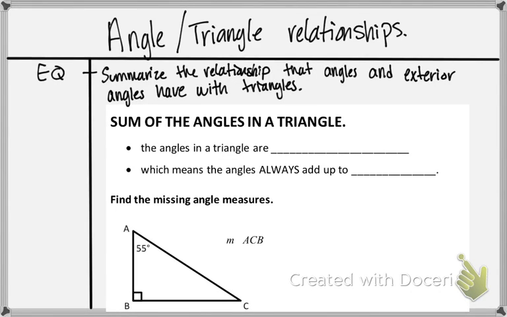Today's notes will be about angle and triangle relationships, and our essential question is: summarize the relationship that angles and exterior angles have with triangles.